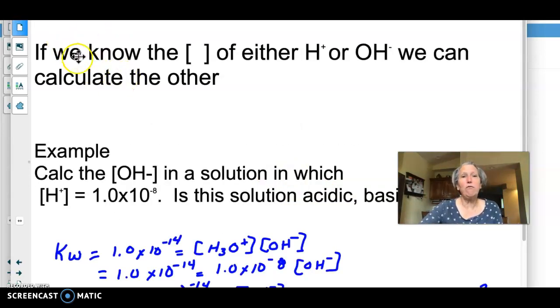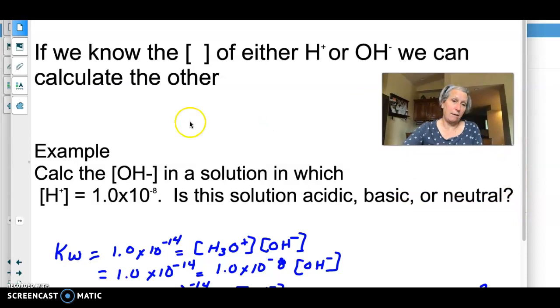Okay, remember this bracket means concentration in molarity. If we know either the hydrogen ion concentration, the hydronium ion concentration, or the hydroxide ion concentration, we can calculate the other. So here's an example.